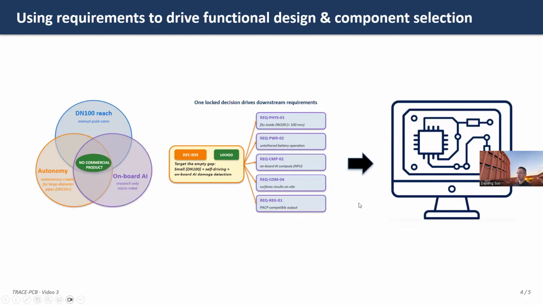So after we have these requirements, the question is what's next? What I want to show you next is that agentic AI can actually be used to help you come up with the functional design. Not only that, it can even help you pick the most appropriate or most cost-effective components to realize your functional design. So that's what I want to show you.